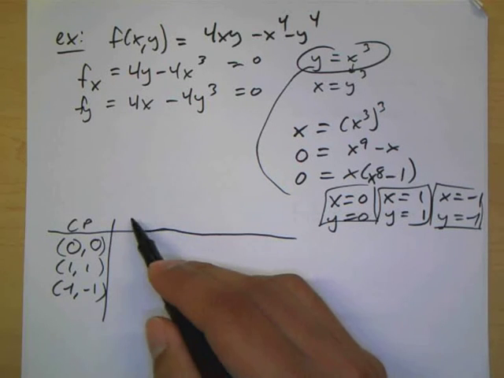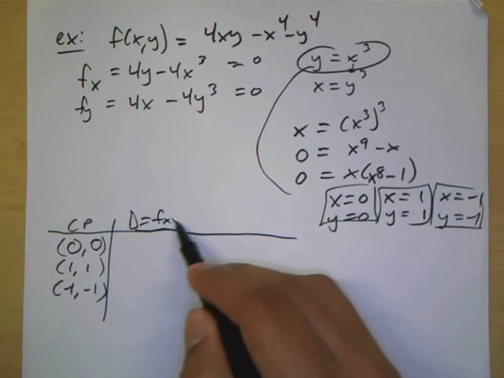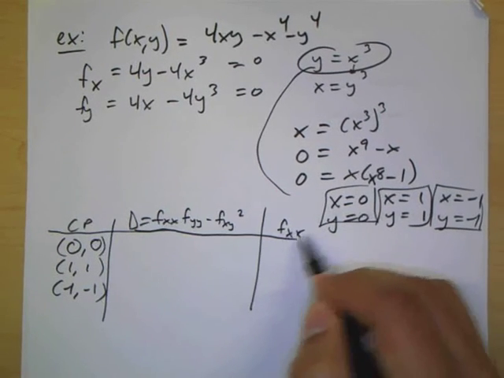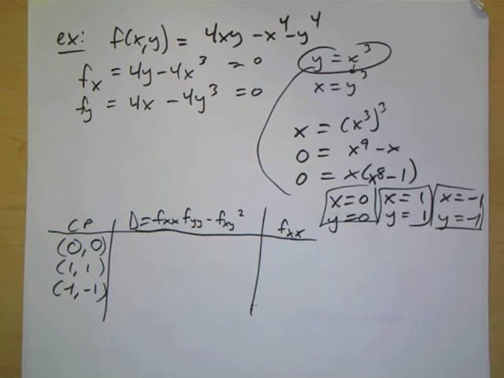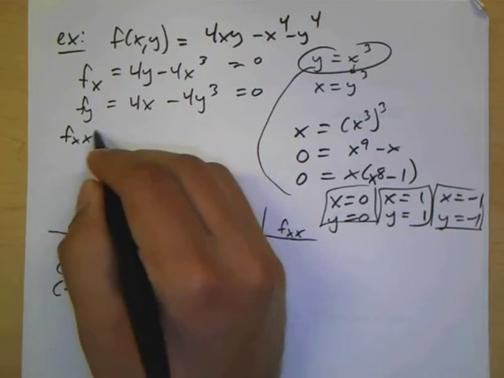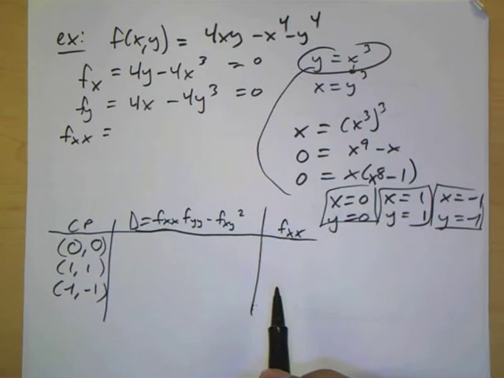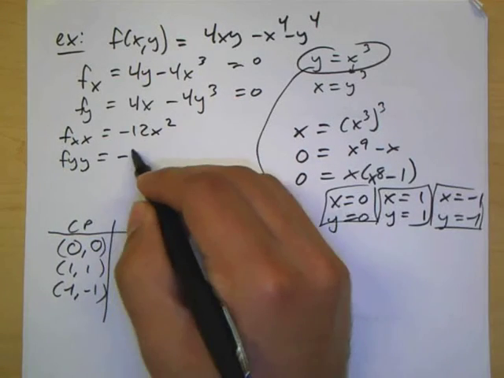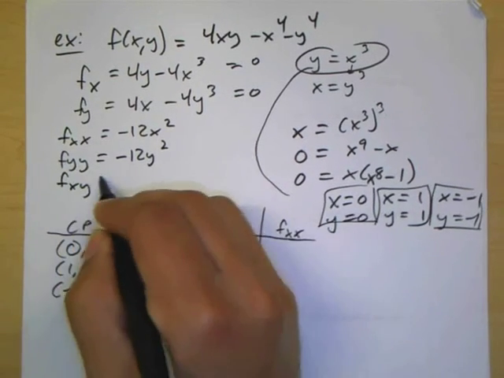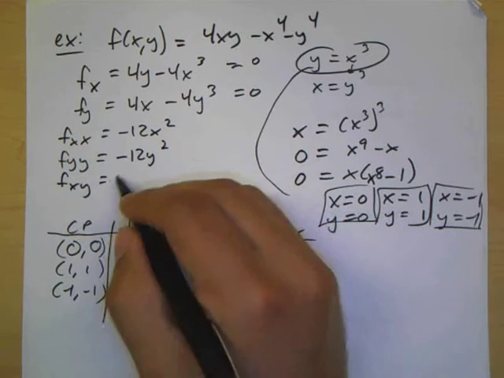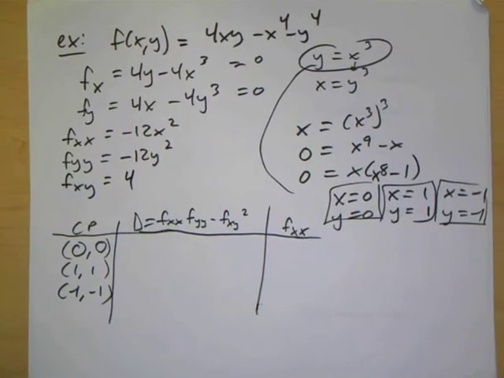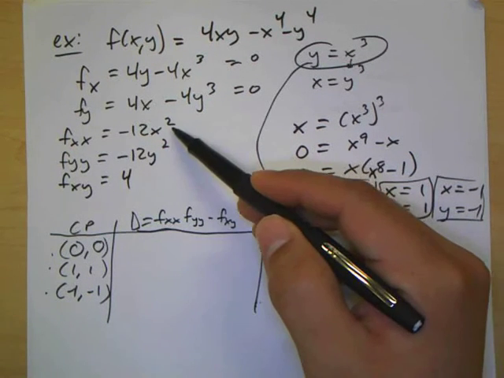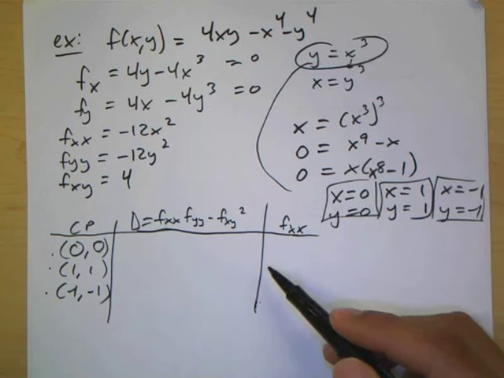And what did we do last time? D equals partial xx times partial yy minus partial xy squared, and then we paid attention to partial xx. Okay, so we should probably go ahead and do that. Partial xx would be negative 12x squared, partial yy, negative 12y squared, and we just need the mixed partial, which would be 4. So now plug in these 3 values into partial xx, multiply it with partial yy, and subtract partial xy squared.